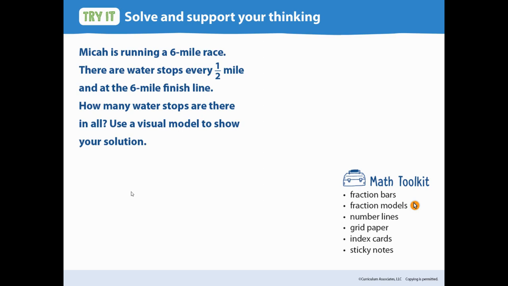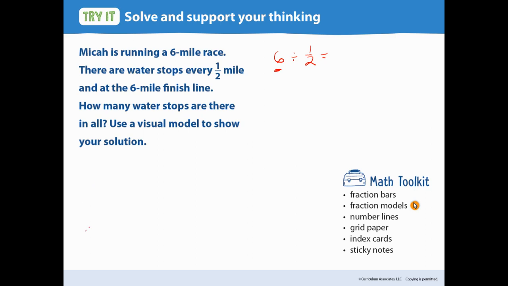All right, so let's see how you guys did. First of all, let's figure out what the question is we're trying to answer. I have a 6 mile race, and it's going to be broken into 1/2 pieces. So that's going to be 6 divided by 1/2. So I already know my answer is going to be a whole number just by looking at the dividend here. So 6 divided by 1/2.